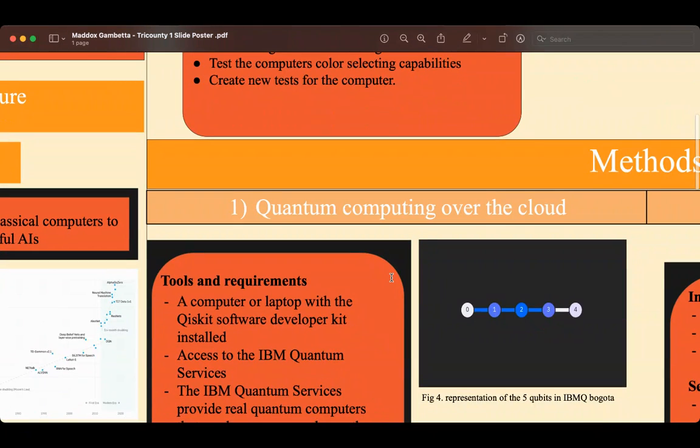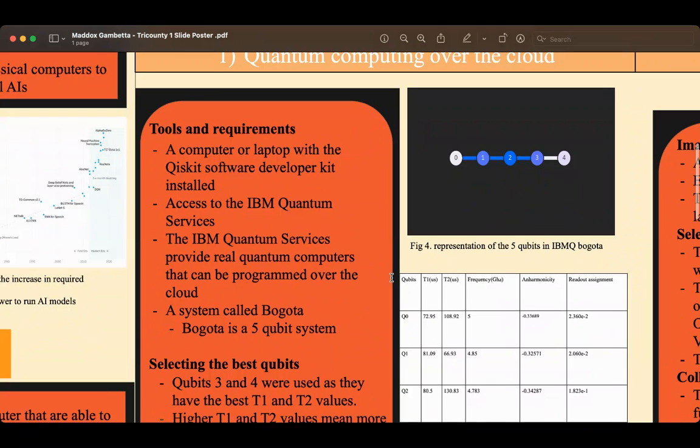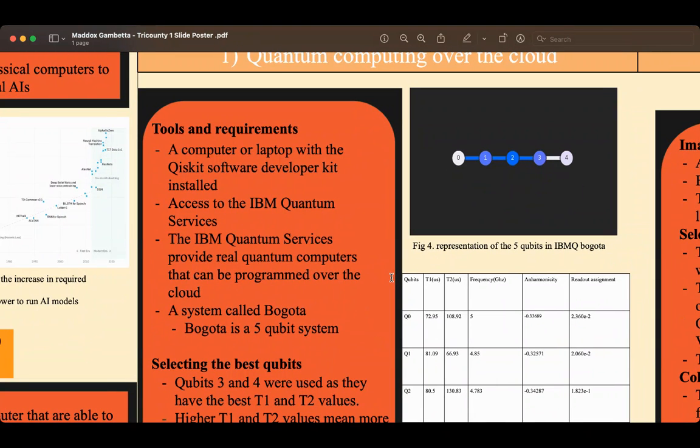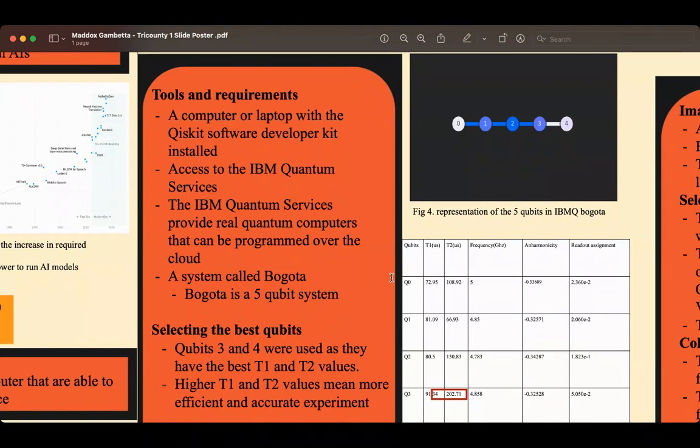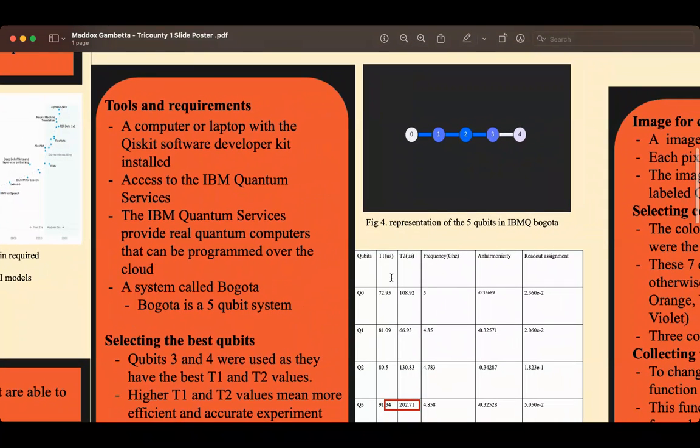The first step of my experiment was quantum computing over the cloud. This is a step where I set up the requirements and tools I would need for my experiment. The first thing that is required is a computer or a laptop with the Qiskit software developer kit installed, and access to IBM Quantum Services. The IBM Quantum Services provide real quantum computers that can be programmed over the cloud. The system that is utilized on the IBM Quantum Services is called Bogota. Bogota is a 5-qubit system. On the right, you can see a representation of the 5 qubits in IBM Q Bogota.